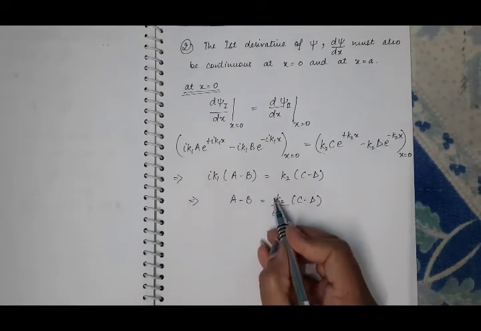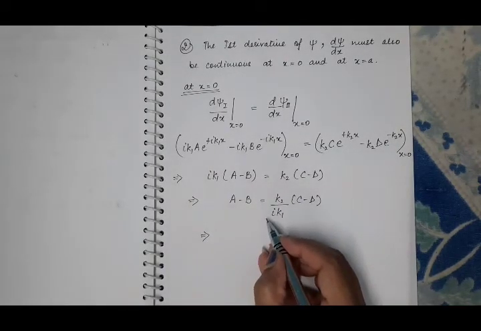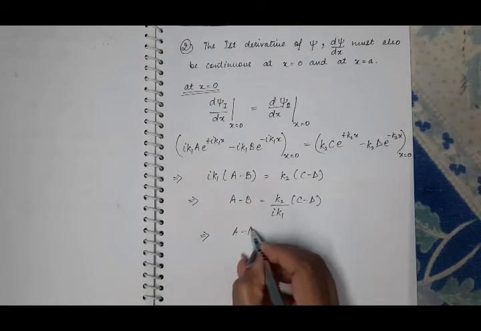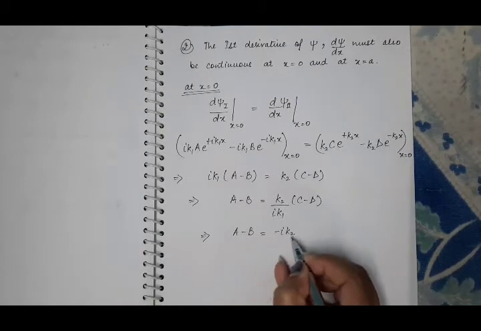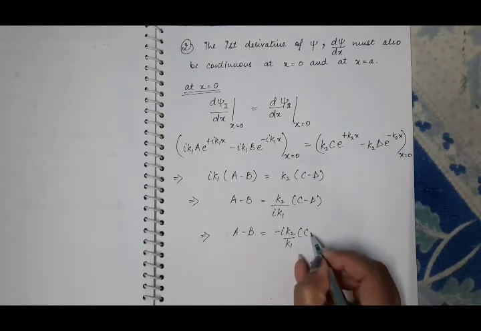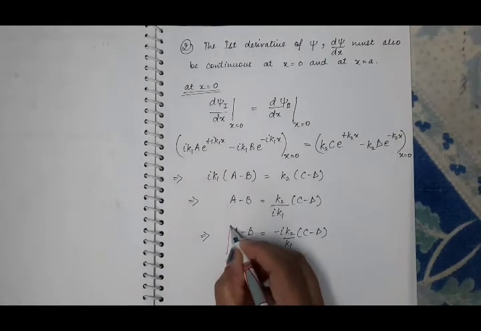Now move this iota to the numerator by multiplying and dividing it by iota. So it will be a minus b is equal to minus iota k2 by k1 into c minus d. So this is equation 12.